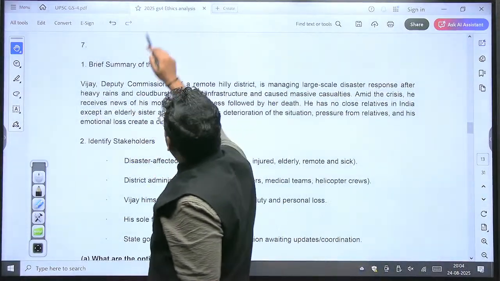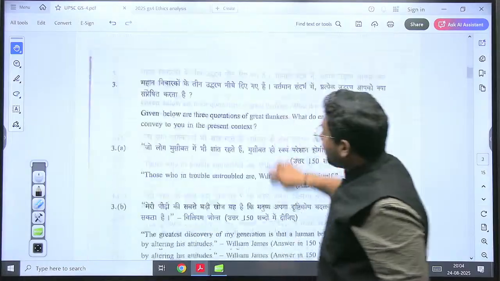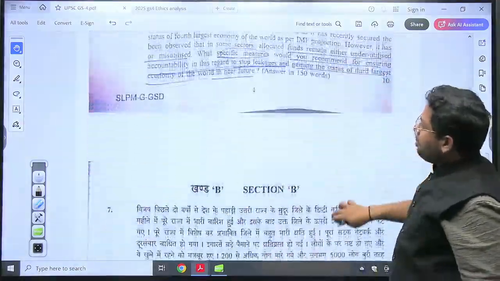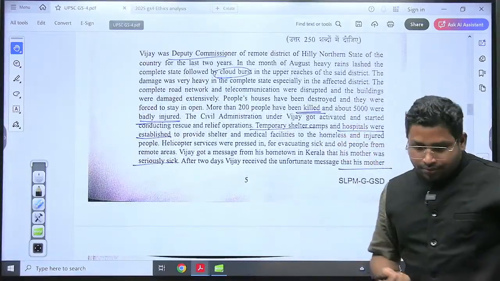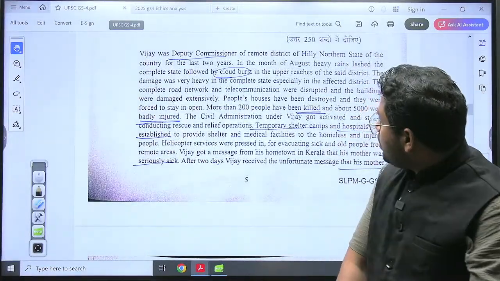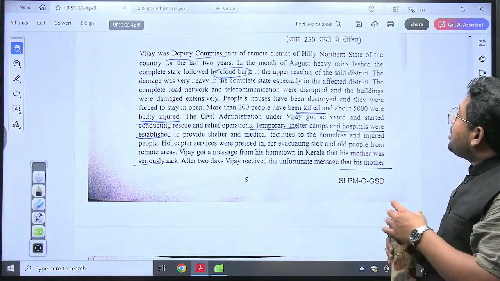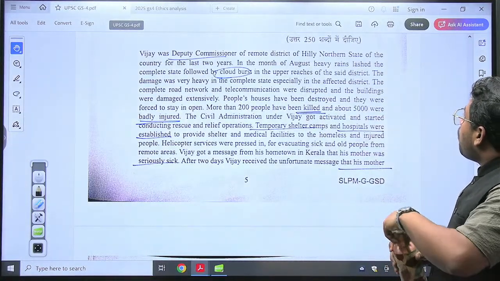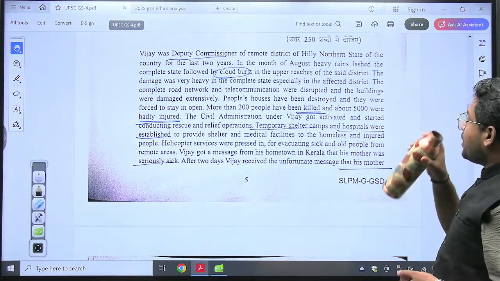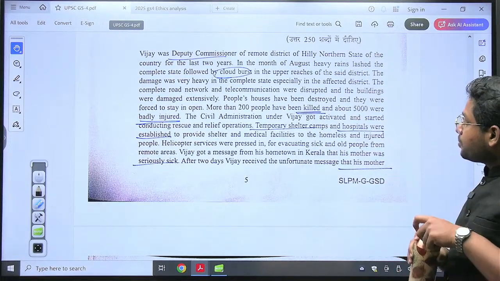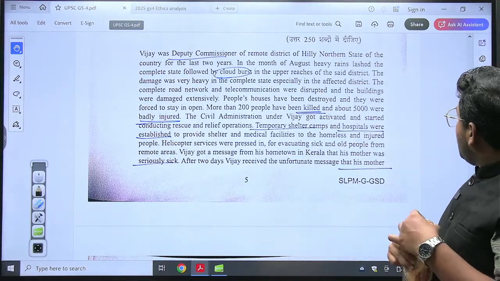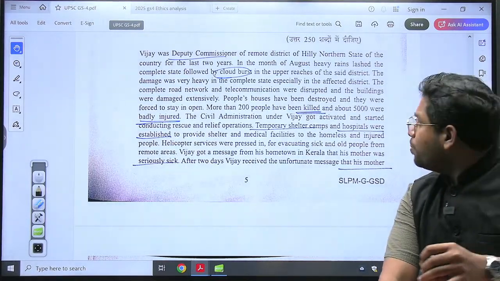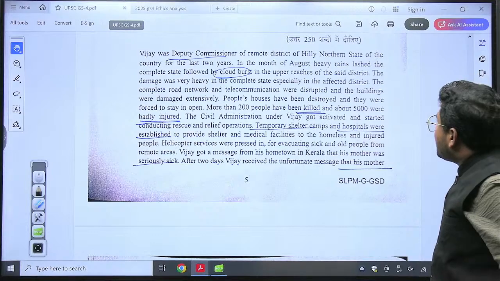Now next is our case studies part, section B. So let's read this. Vijay was deputy commissioner of a remote district of a hilly northern state of the country for the last 2 years. In the month of August, heavy rains lashed the complete state, followed by a cloudburst in the upper reaches of the state district.